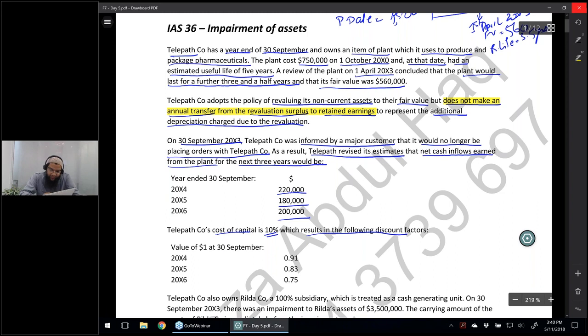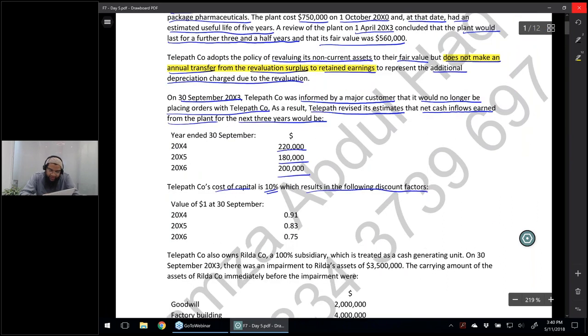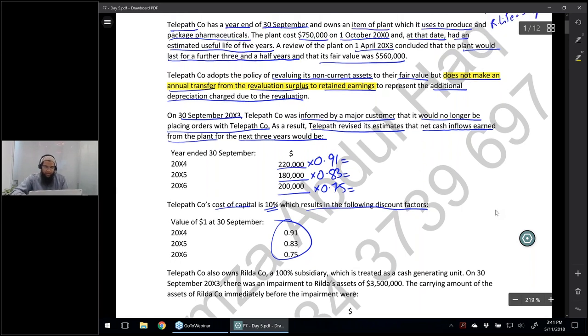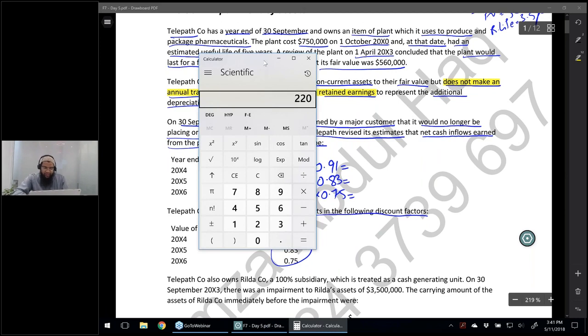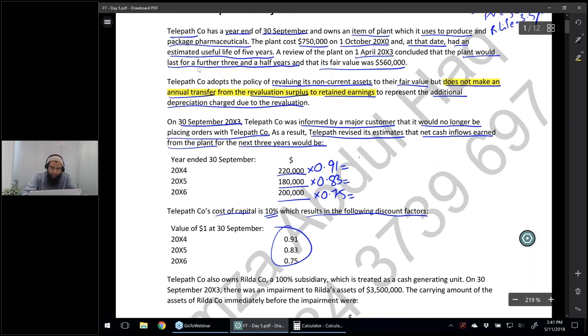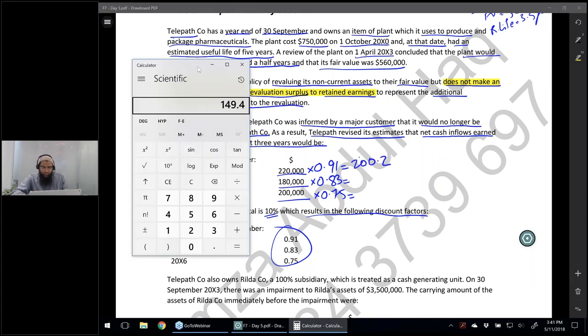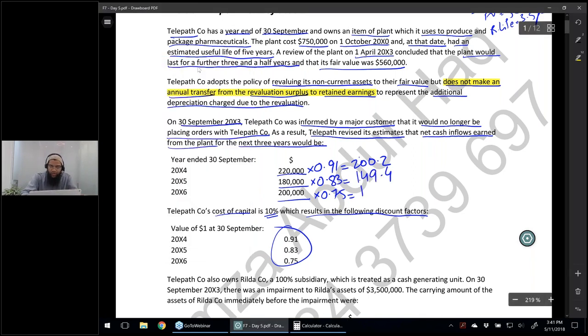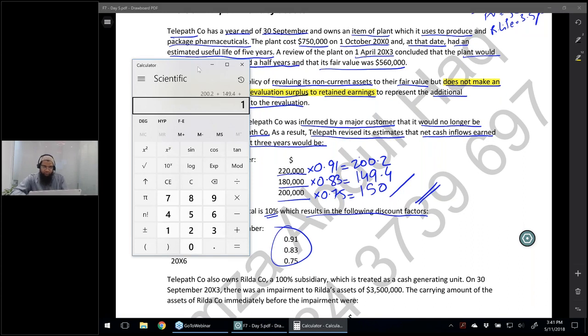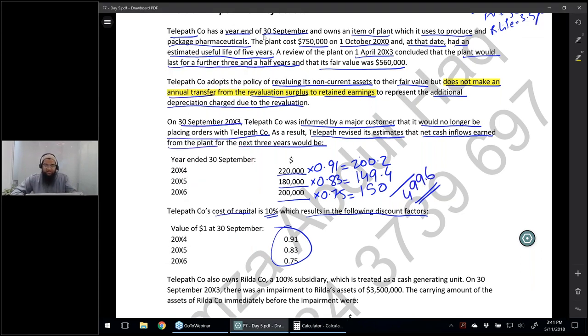So if we want to calculate the value in use, we're going to multiply by 0.91, 0.83 and 0.75. So 220 into 0.91 is going to be 200.2. 180 into 0.83 is going to be 149.4. And 200 into 0.75 is going to be 150. So now let's calculate the total. This is going to be 499.6. So now this is the recoverable amount.